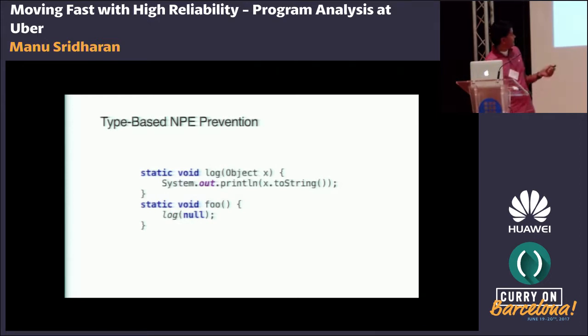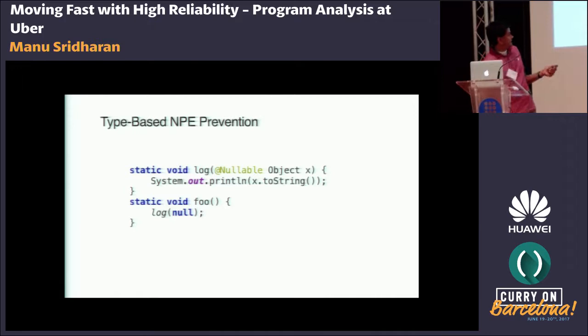So let's say we have this logging function that's just taking an object and printing out its string representation, but here we're calling it with null. So in our type-based approach to checking, you're first going to get an error here because we assume that any parameter or return type or field is not null unless it's explicitly annotated otherwise. So here you get an error. You can't pass null to this parameter because it's supposed to be non-null.